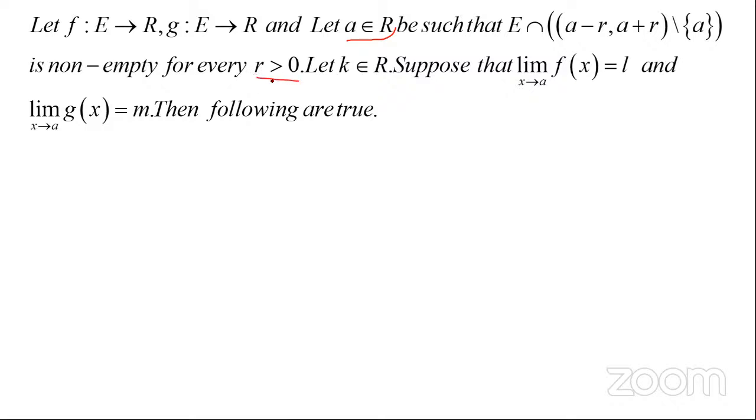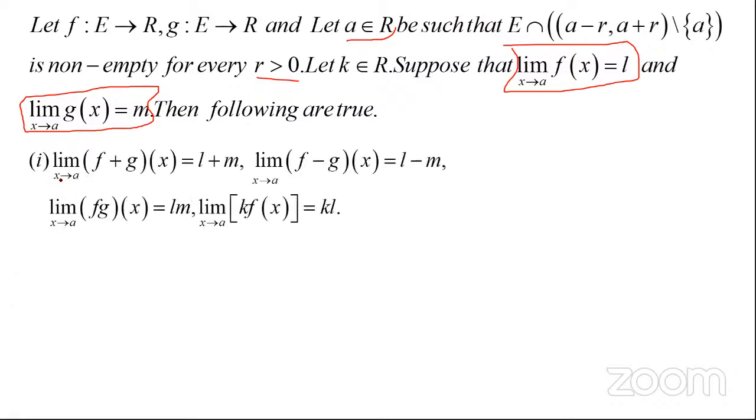So you have to substitute the values, then this will be the existence of some element. Then let k belong to R. Suppose that the limit as x tends to a of f of x equals L. This is the definition of a limit. And the limit as x tends to a of g of x equals M. Then the following are true.